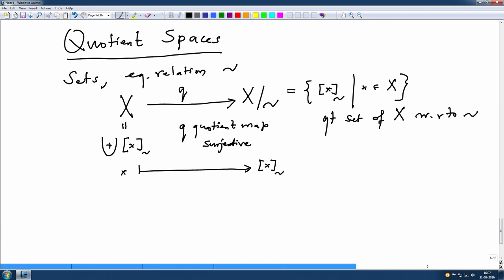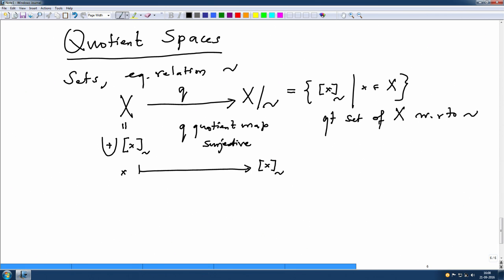But here there is no structure on X other than it being a set. When we have more structure on X, for example, X is a group, or a monoid, or a ring, or a vector space, then we have to worry about whether we can pass on that structure to the quotient set or not, and this is not usually the case. So you have to give some condition on the equivalence relation, so that the structure is passed on to the quotient set.